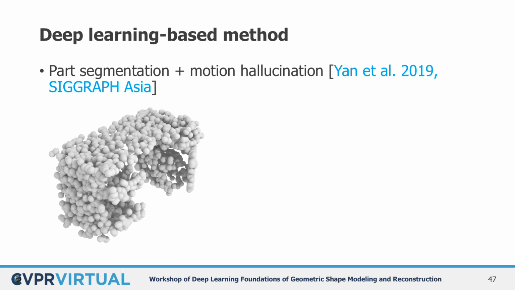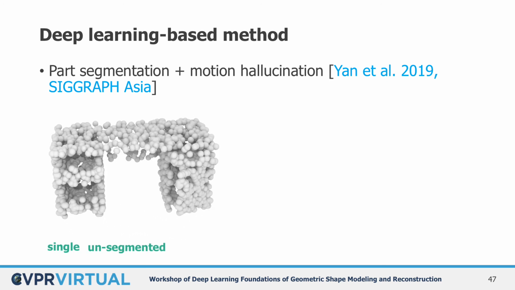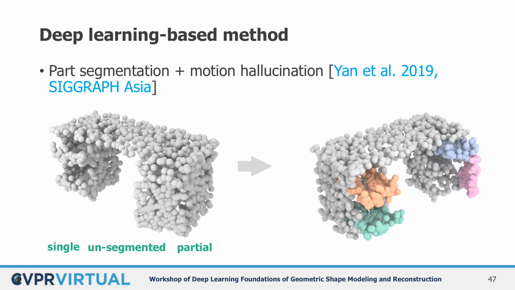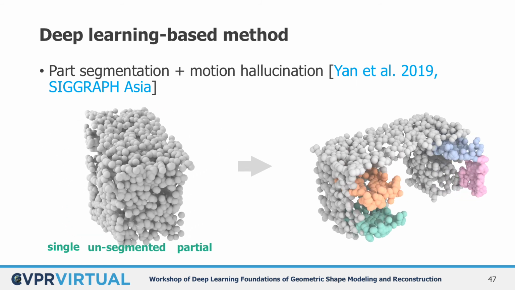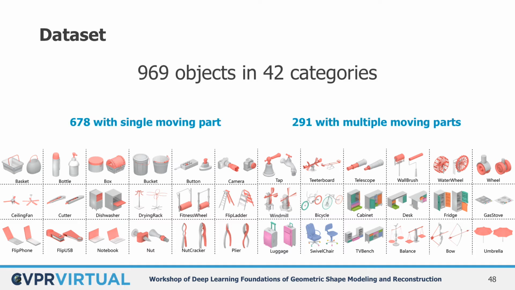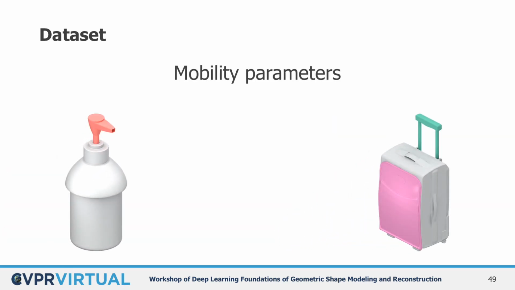To learn such part mobilities, we build a dataset which contains near 1,000 objects from 42 different categories. Each object has one or multiple moving parts. And for each moving part, we further annotate a set of part mobility parameters, including motion type, axis direction, and position. Here, 3 types of motions are considered, including translation, rotation, and their combinations.